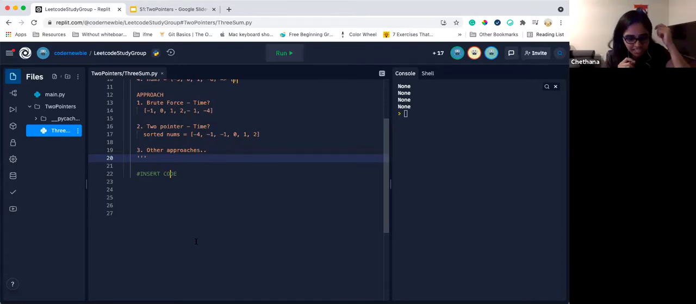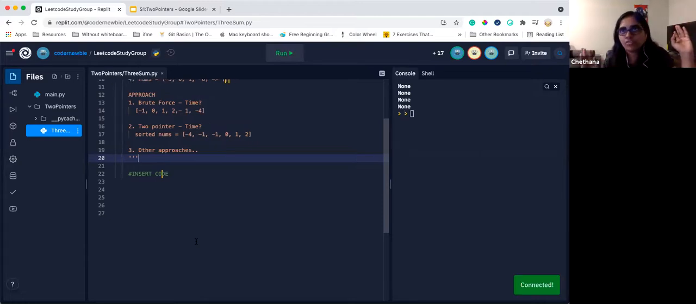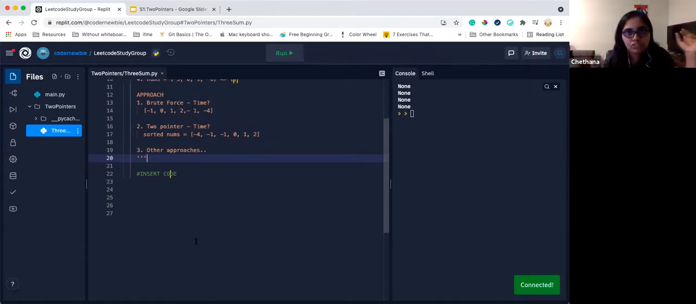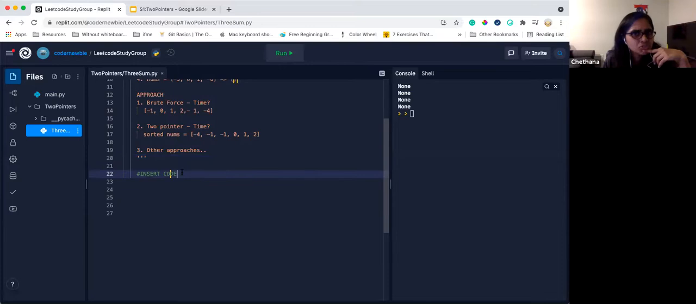The outer pointer has to be there, like the ith pointer has to be there, and then for the rest of it you find a pair that would eventually add up to 0 with the outer pointer's value. So I'm going to choose the two pointer approach now because that's what we're talking about. Let's code it out.